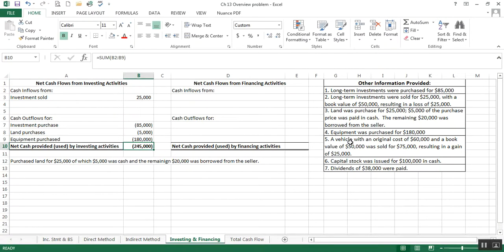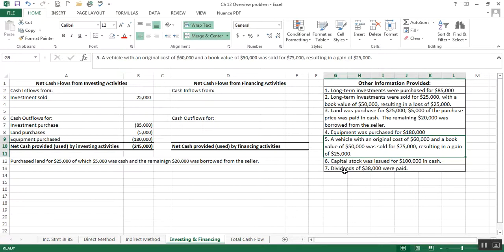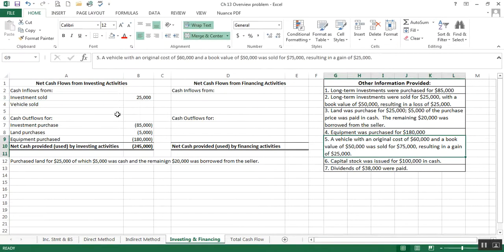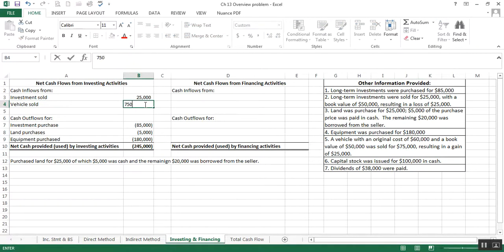A vehicle with an original cost of $60,000 and a book value of $50,000 was sold for $75,000, resulting in a gain. So again, this is an investing activity because it's a vehicle. And remember we had that gain on vehicle of $25,000? We adjusted for that under the indirect method. But we need to account for the cash that we actually received. So vehicle sold, and it was sold for $75,000. So we're going to have $75,000 increase in cash.